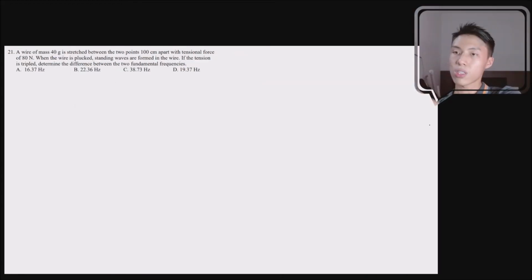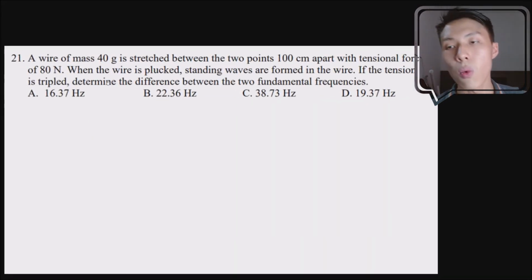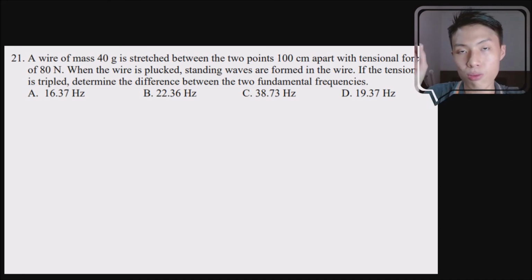We have question 21. A wire of mass 40 gram is stretched between 2 points that are 100 cm apart. So that means the length in between the 2 points is 100 cm, and the tensional force is 80 Newton. Now you pluck the wire, a standing wave is formed in the wire, and they ask you to find, if you triple the tension, the difference between the two fundamental frequencies.